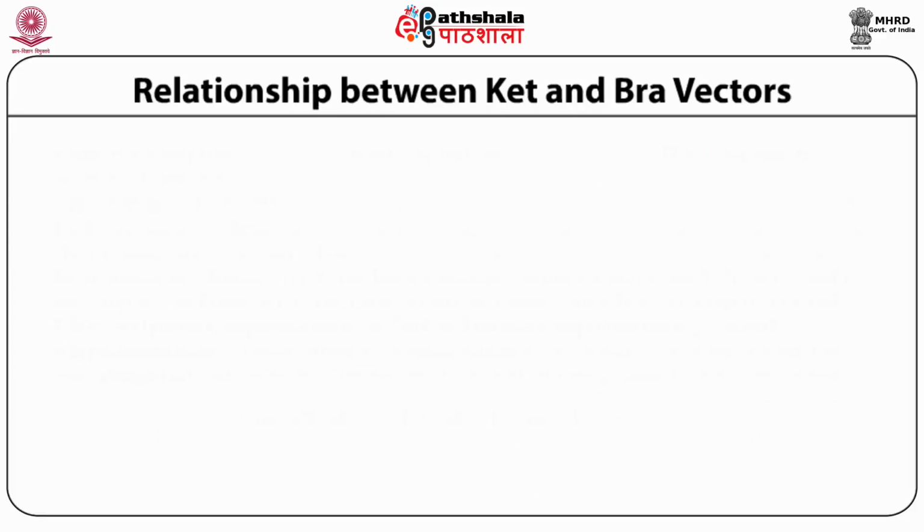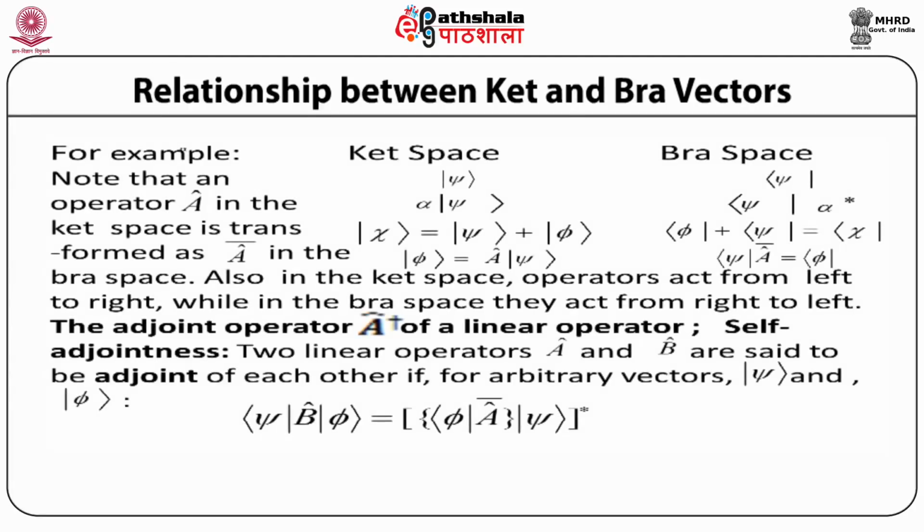Relationship between ket and bra vectors. Thus, we can look at different vectors defined in the ket space and the bra space, where the ket space consists of the state vectors and the bra space is the conjugate state vector space. So, ket vector psi will have a conjugate state vector bra psi. Similarly, if there is an operator A in the ket space, it is transformed as operator A bar in the bra space.